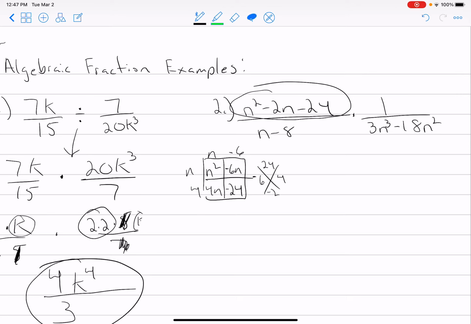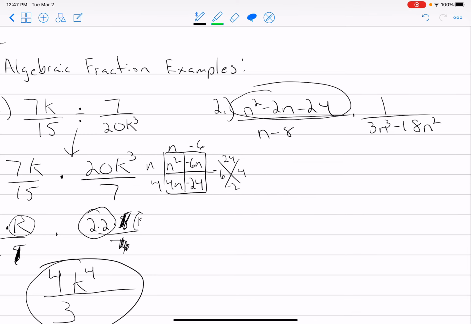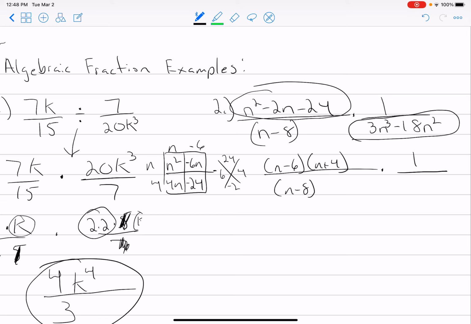So I'm going to move this over and say, well, how did I just factor this bad boy? This became n minus 6 and n plus 4. I broke it into factors. This has a factor, n minus 8. Remember, we talked about when you're seeing these, putting them in parentheses. Times 1 over. Oh, snap, we got to factor this.